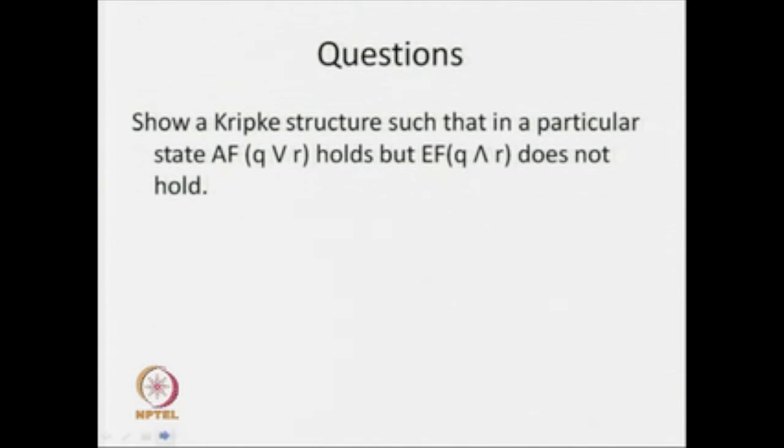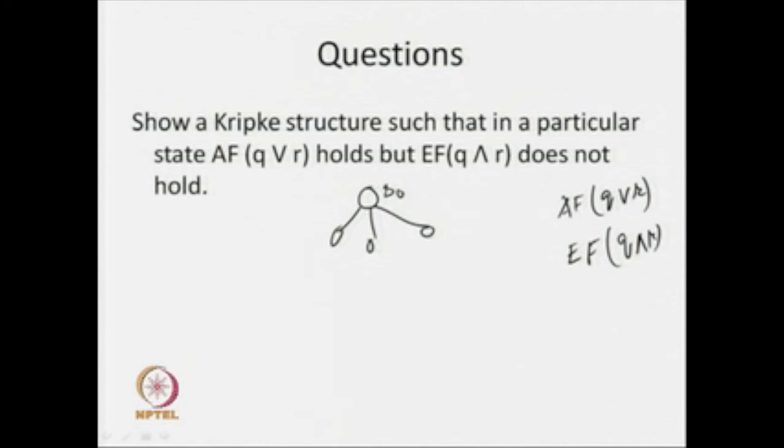Now we are saying: show a Kripke structure such that in a particular state, in all paths in future q or r is true, but there exists a path in future where q and r is not true. So, in all paths in future q or r is true, but there exists a path in future q and r is not true. Now, just look at this particular model, say S0. We have three possible paths.